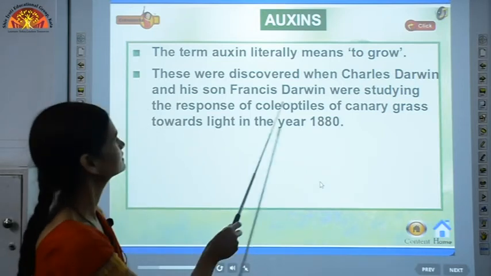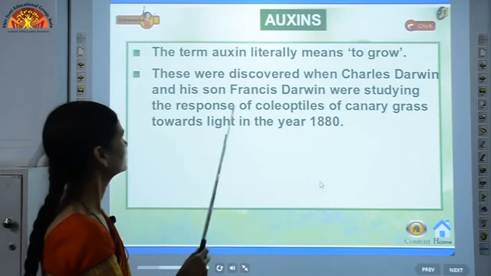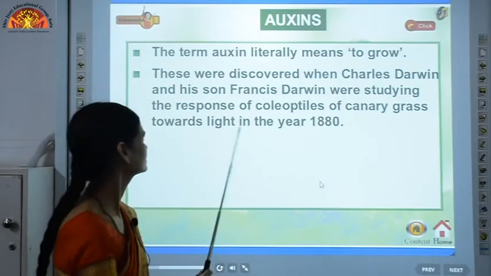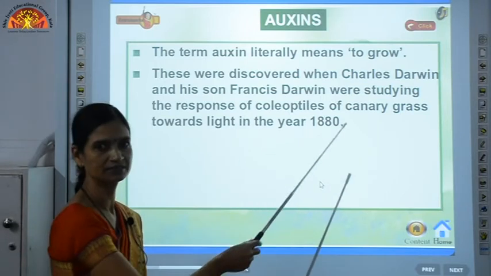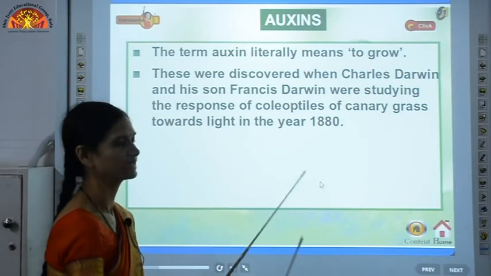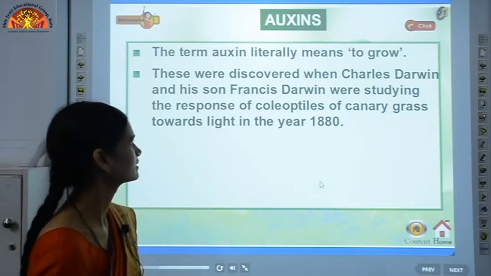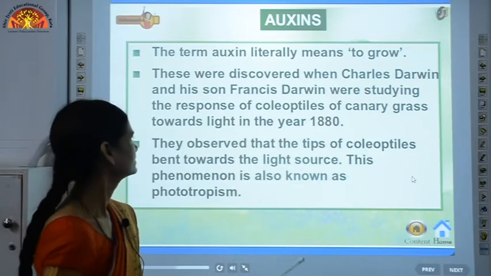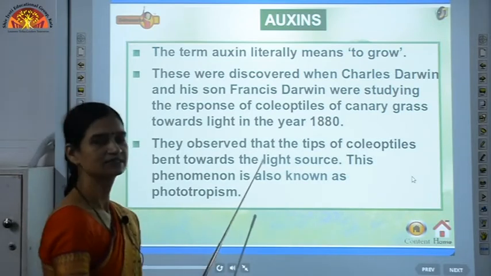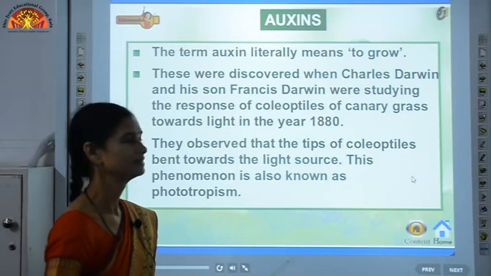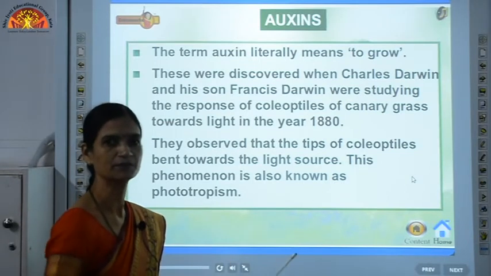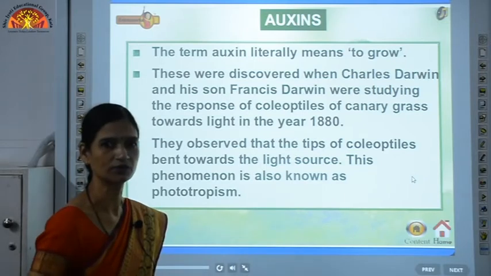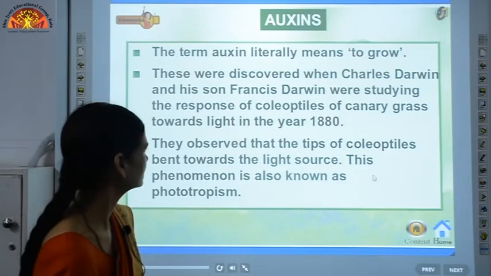First of all, it was discovered by Charles Darwin and his son Francis Darwin. What were they studying? They were studying the response of coleoptiles of canary grass towards light. ठीक है, ये स्टडी कर रहे थे कि ग्रास में कोलेप्टाइल्स का क्या रिस्पॉन्स रहता है. They observed that the tips of coleoptiles bent towards the light. उन्होंने देखा कि the tip of the plant were bending towards the light. This phenomenon is also known as phototropism, which we have already studied in class 10th.